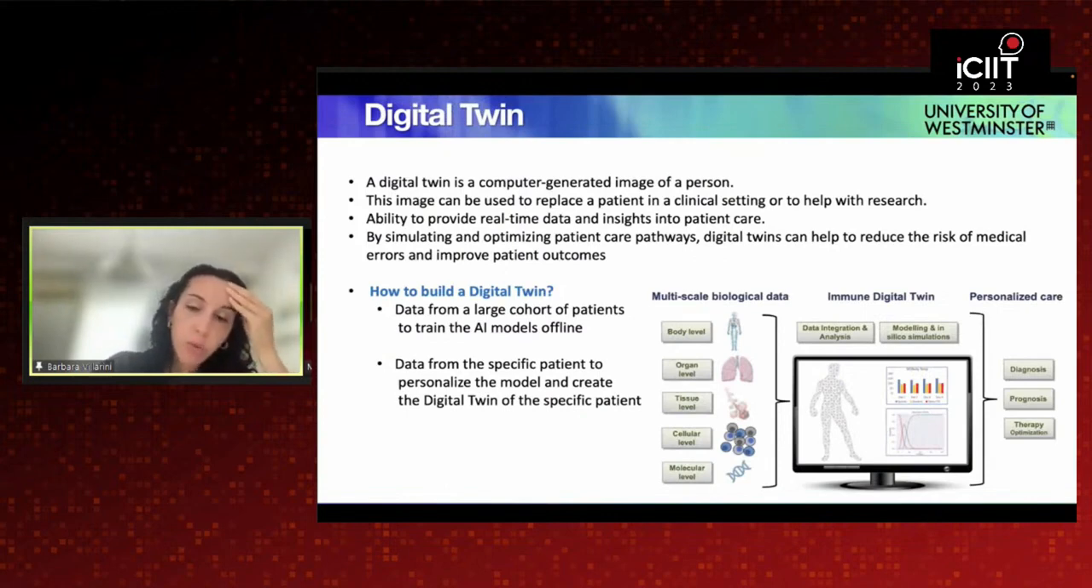But what do we need in order to build a digital twin? First of all, we need data from a large cohort of patients, as I said at the beginning. This information can be used to train the AI models offline that work together to build the digital twin. And second, we need data from the specific patient. This information is used to personalize the model and to create the digital twin of the specific patient. It prepares the model for inference and treatment simulation.